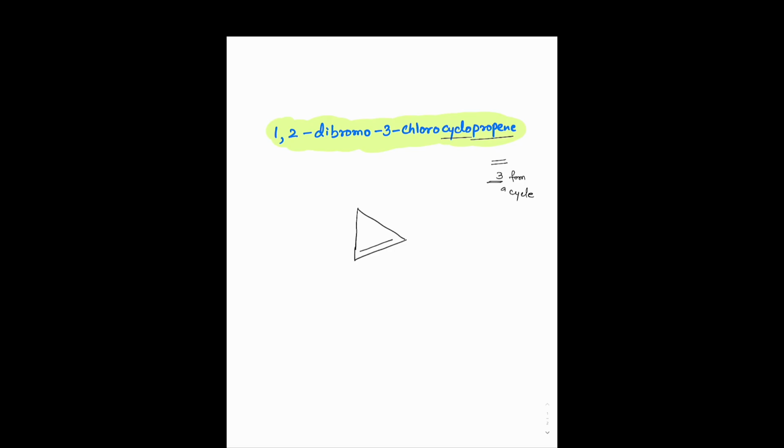Any one of the carbon atoms with the double bond can be labeled as the carbon atom 1 and the other will become the carbon atom 2. The remaining will be the carbon atom 3. Now from the name we can see that at carbon atom 1 and 2 we have bromine atom attached. So at carbon atom 1 I am going to draw a bromine. Similarly at carbon atom 2 I am drawing another bromine.